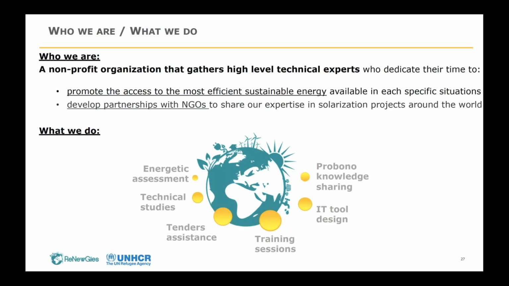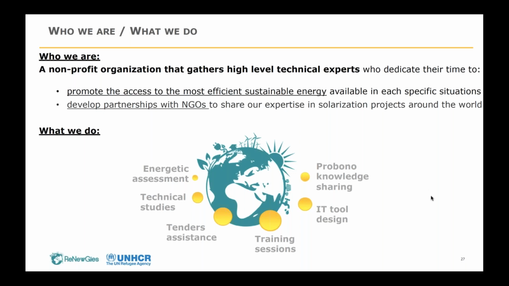What we do mainly is technical studies, so energetic assessment, technical studies, tenders assistance. In most cases, we work on solar pumping, but we can also work on other renewables. We also build training sessions, and we are working at the moment with the UNICEF on IT tool design. And we really like to share our knowledge in such an event.